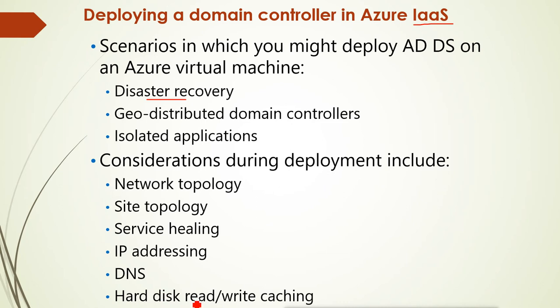Then hard disk read/write caching is also important. The hard disk will cache the read/write operations, so that it will not always go to the Active Directory in the cloud.